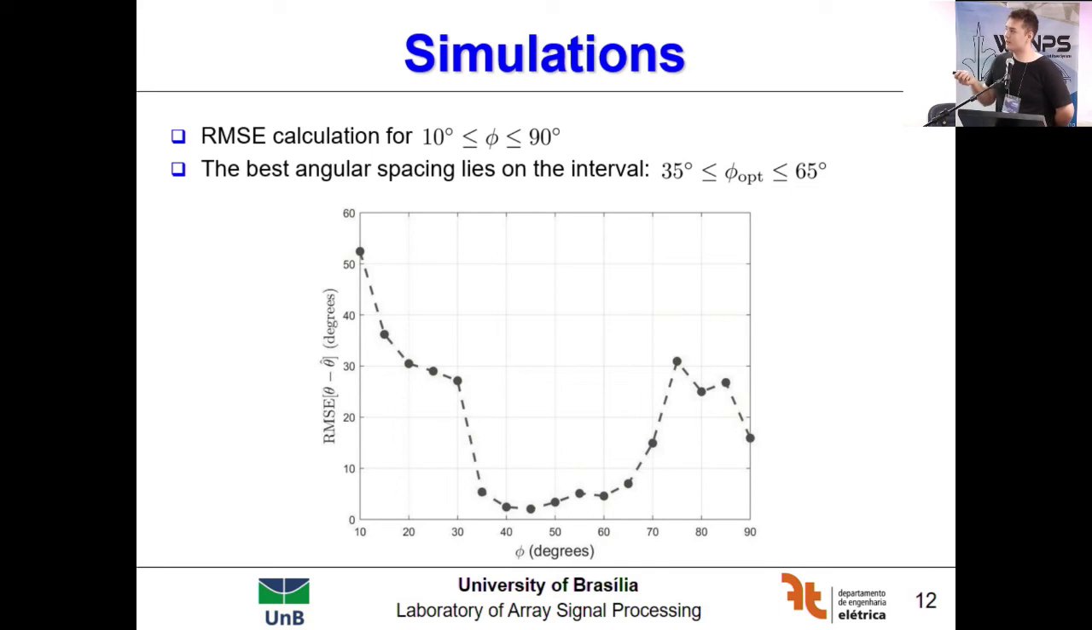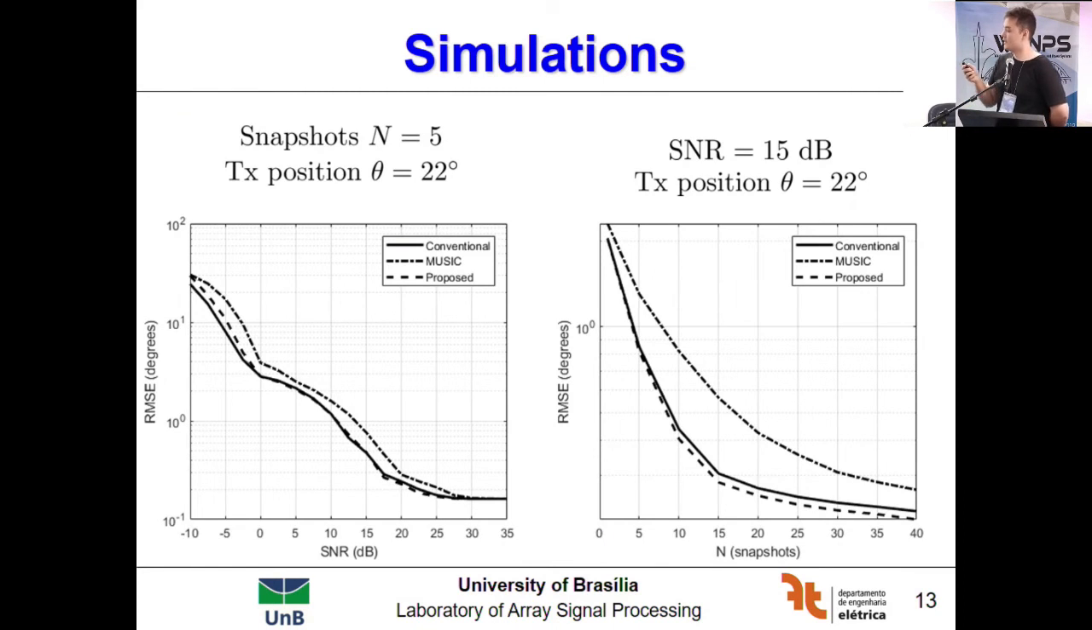From that graph, we then calculate the root mean square error for all values of phi, thus obtaining this graph over here. And as you can see, we can then conclude where the best angular spacing phi lies exactly here, under the 10 degrees RMSE. Those two graphs illustrate the comparison between our proposed technique with the MUSIC technique, the dash-dotted lines, and the conventional one, the solid line. In the graph on the left, we maintain a constant number of snapshots while varying the SNR. On the other hand, in the graph on the right side, we maintain constant the SNR while varying the number of snapshots.